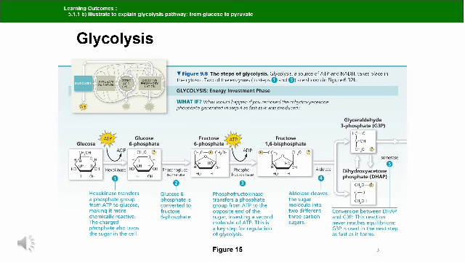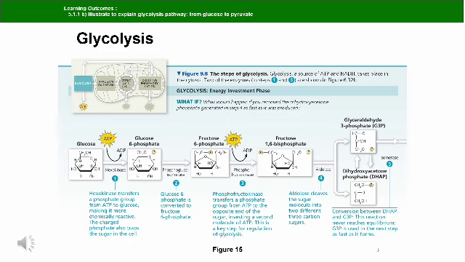Step 1. Phosphorylation. Glucose is phosphorylated by ATP, forming glucose 6-phosphate, catalyzed by hexokinase. ATP is used to phosphorylate glucose and make it more reactive. Step 2. Isomerization. Glucose 6-phosphate is rearranged, isomerized to its isomer, fructose 6-phosphate. Step 3. Phosphorylation.